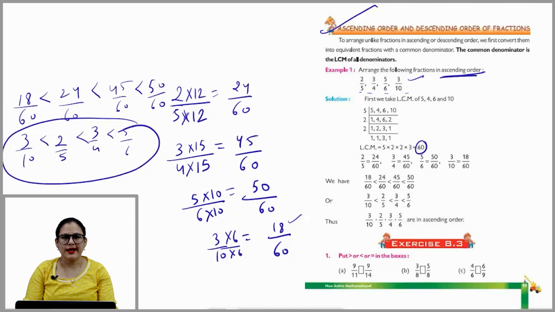Exercise 8.3. Put greater than or less than or equal to in the boxes. 9 by 11, 9 by 14. Numerators are same. So whenever numerator is same, the fraction having the smaller denominator is the greater one. So this one is greater.